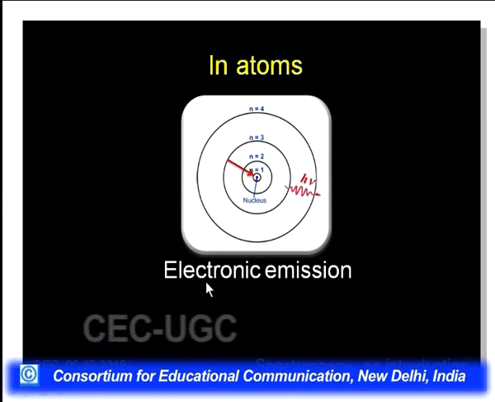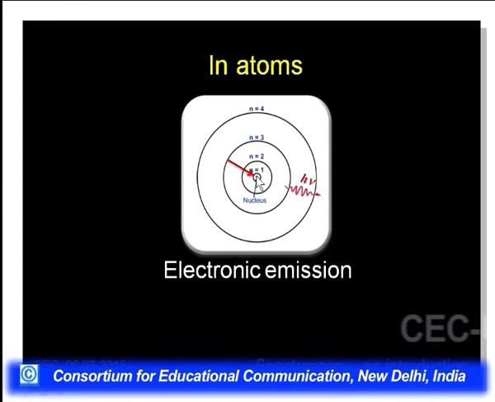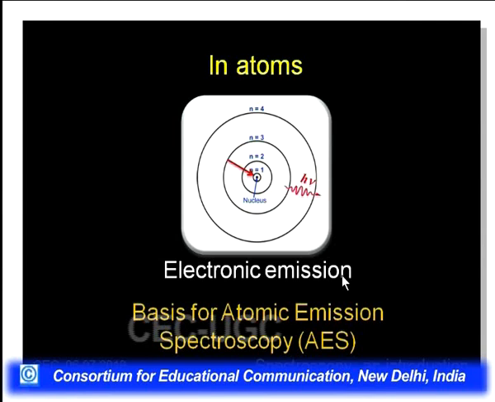Now, in atoms, there can be electronic emission. That means we have the system at a higher energy level to begin with. This comes down to a lower energy level and gives out a photon. That is emission in the case of atoms, and this actually forms the basis for our atomic emission spectroscopy. We will talk about all spectroscopies one by one as we proceed.